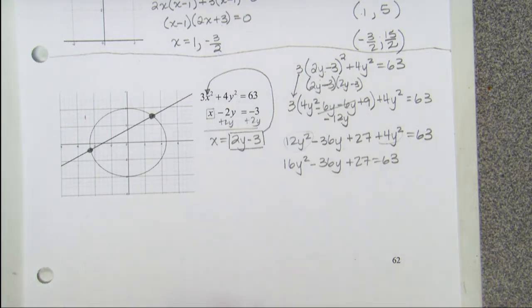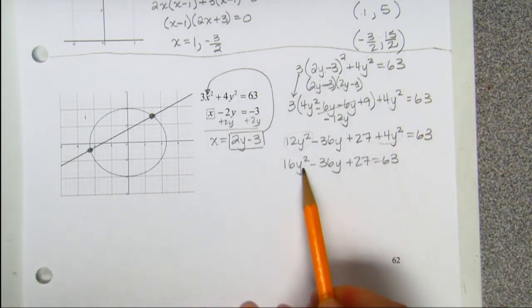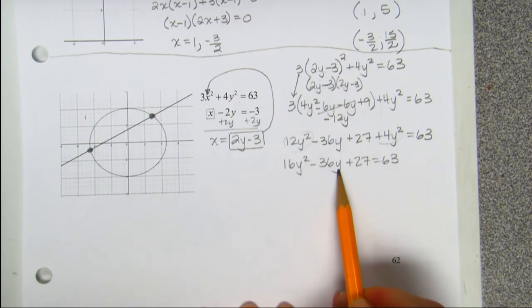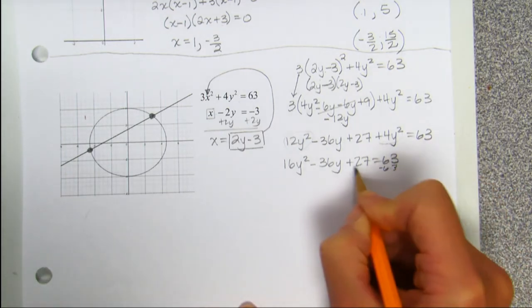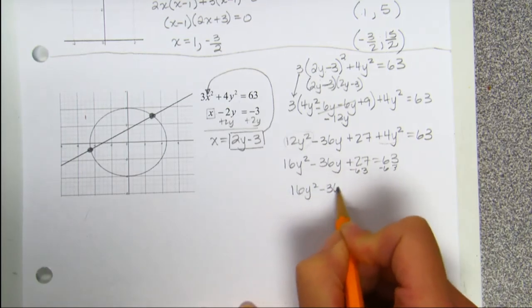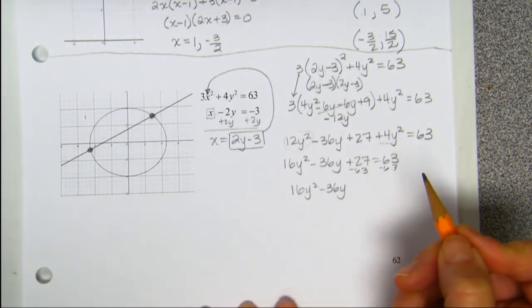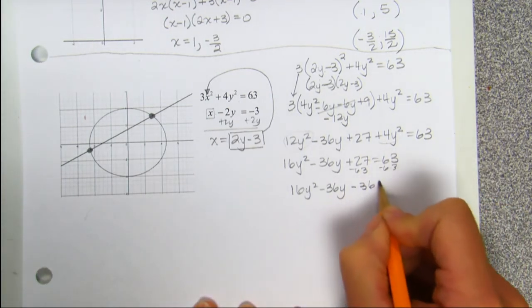All right. Now that we've cleaned this up, as much as we can clean it up, I see a y squared and I see a y. This is a quadratic equation. To solve a quadratic equation, you have 4 options. I've asked you to see if it factors first. To see if it factors, we need equals 0. We don't want equals 63. Subtract 63 from both sides. And 27 minus 63, I will be your human calculator, is a minus 36.